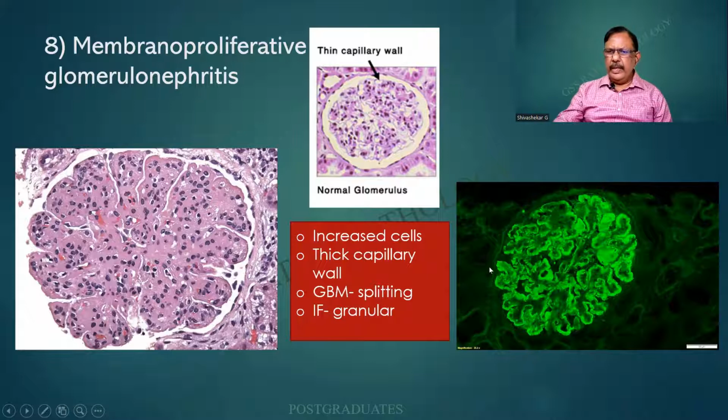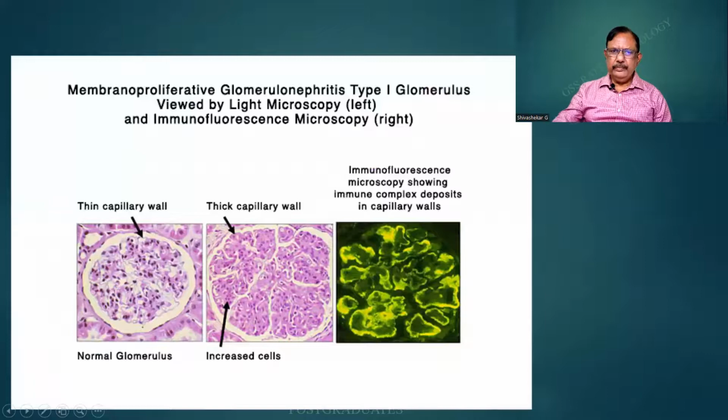Immunofluorescence will be showing a granular positivity. I think you people are able to appreciate a positivity which is again granular and not homogeneous as such. This again is the same. So there is a granular positivity that can be seen over here. Thickening of the capillary wall. This is a thin wall normal capillary.